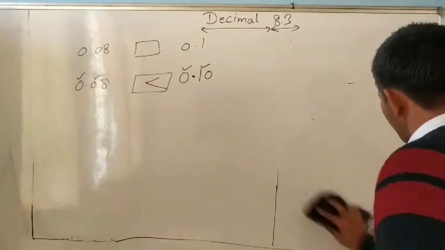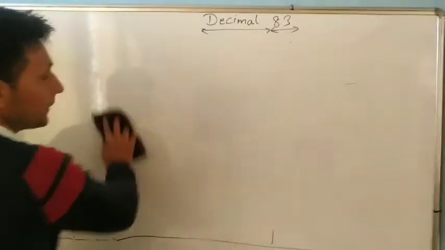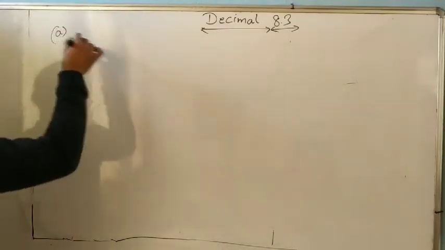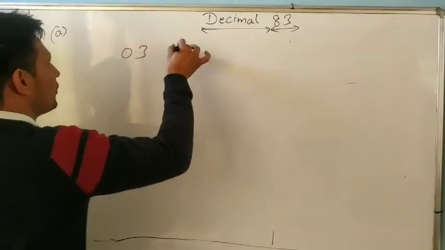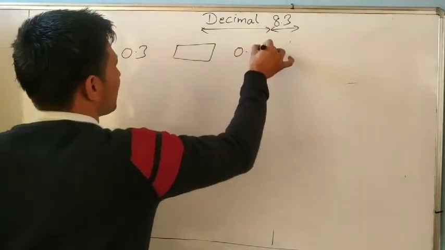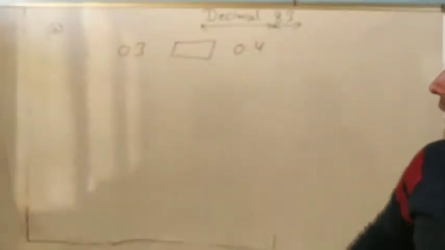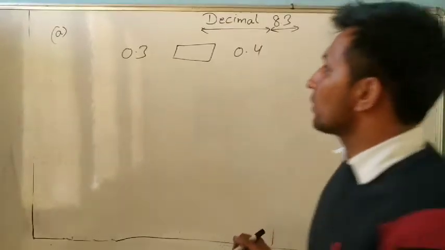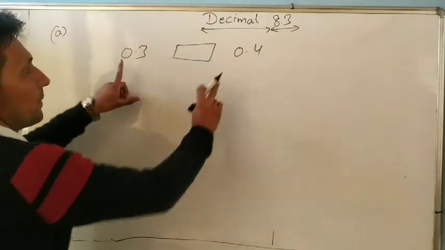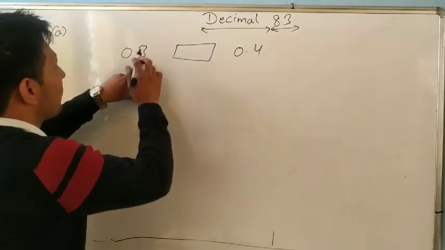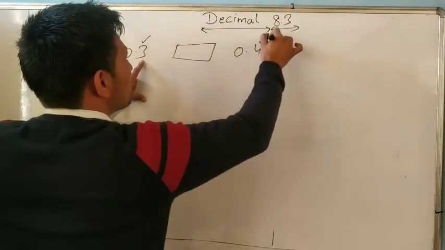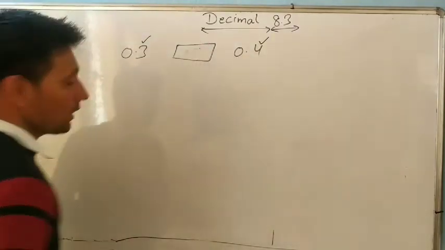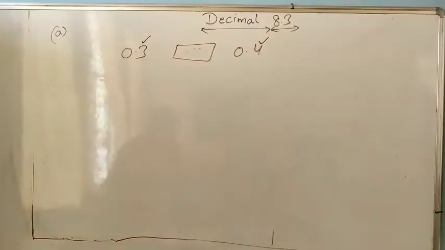So look at exercise 8.3. First is the A part. We have to compare 0.3 and 0.4. Which number is greater? First we observe that here there is 1 digit after the decimal, and here also 1 digit. So we write 0 before the decimal. The ones place is equal. After the ones place, the tenth is 3 here and 4 there. So which one is greater? 4. So this number is greater.